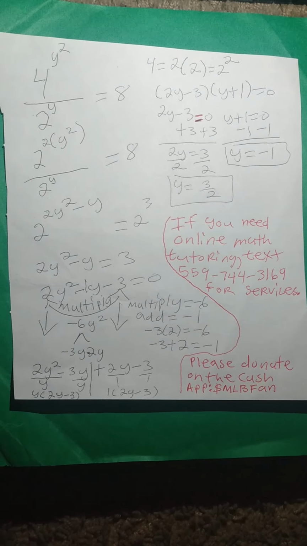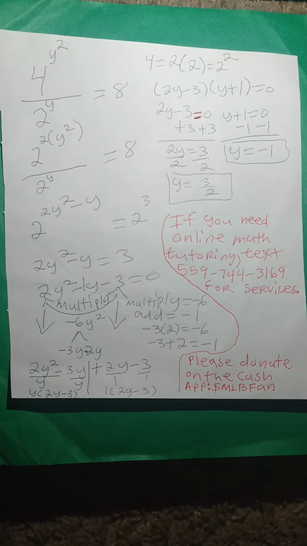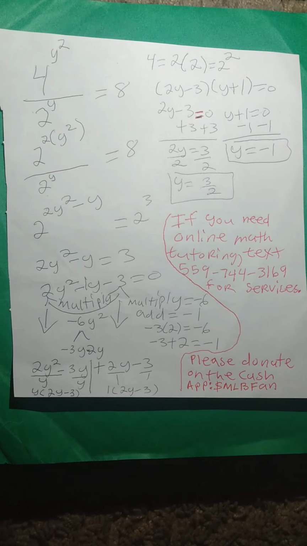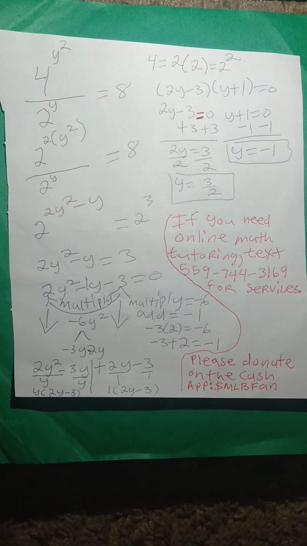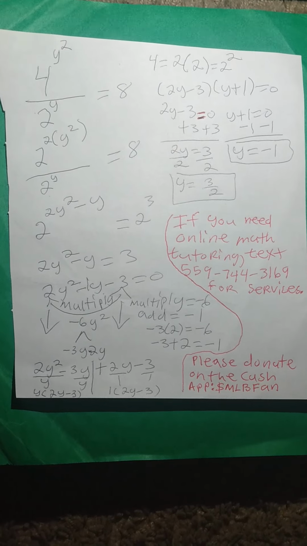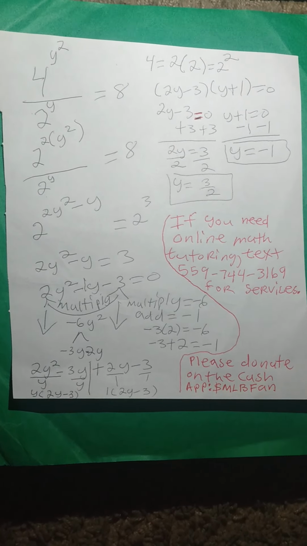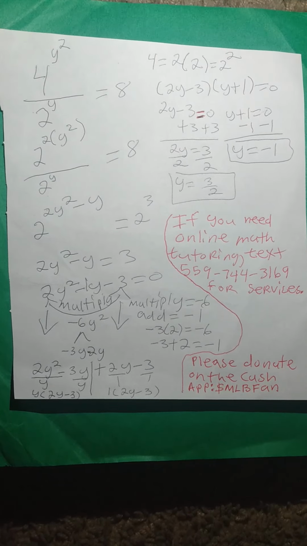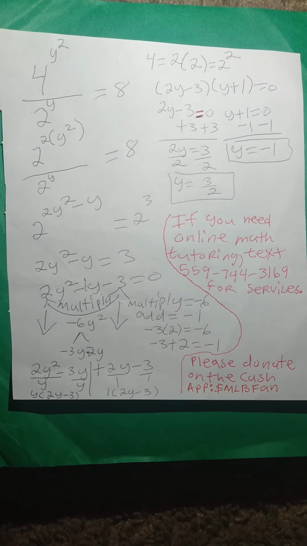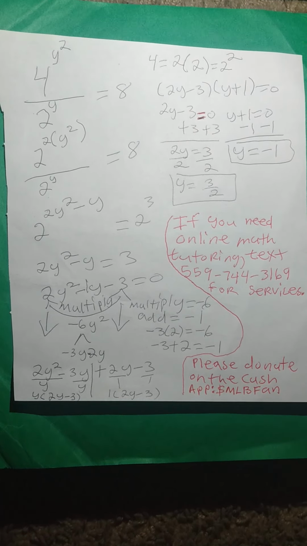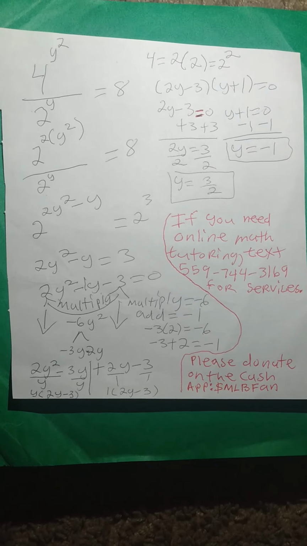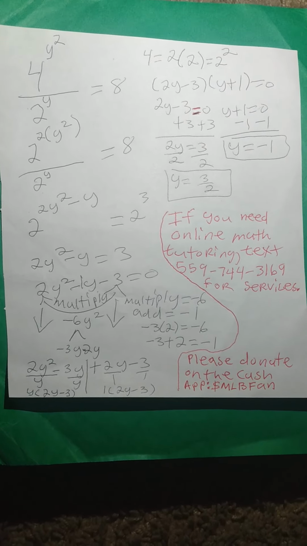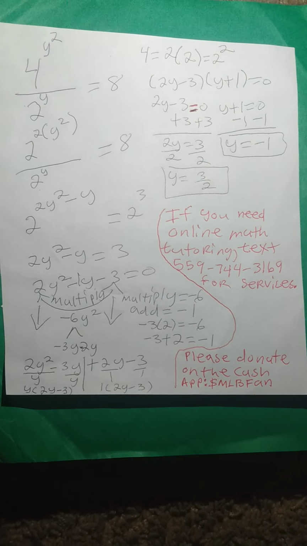Now, since the bases are the same on both sides of the equation, we need to set the exponents equal to each other. So now we have 2y squared minus y is equal to 3. Now we need to subtract 3 from both sides to set the equation equal to 0. And now the equation will read 2y squared minus 1y minus 3 is equal to 0. Again, 2y squared minus 1y minus 3 equal to 0.